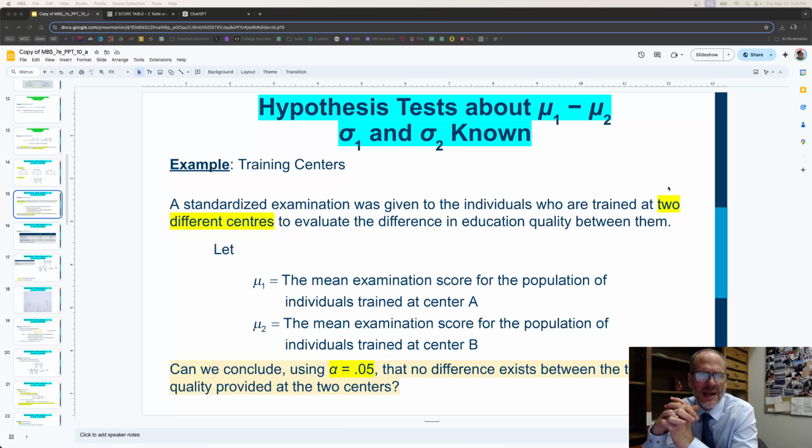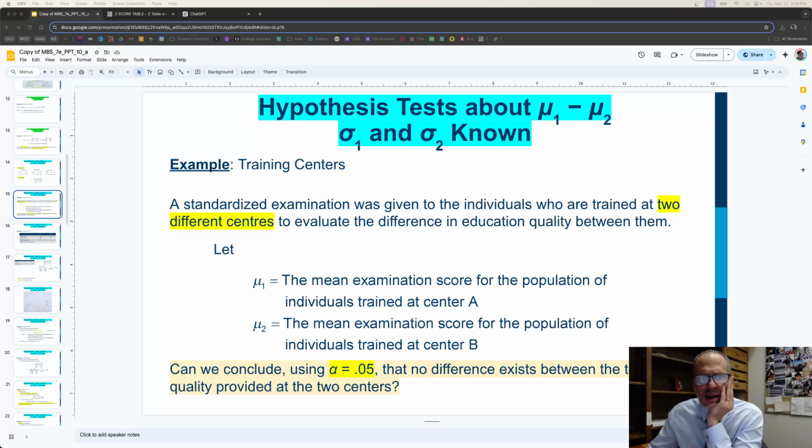If you look at what a hypothesis test is about, this example explains it best. You have two different testing centers and you want to see if the results between them are different or the same. Are they doing equally well, or is one doing better than the other? In this example, a standardized exam was given to individuals trained at two different centers to evaluate the difference in education quality between them.